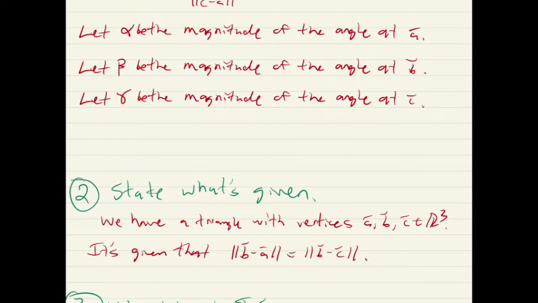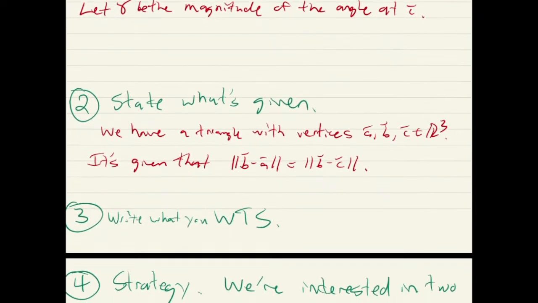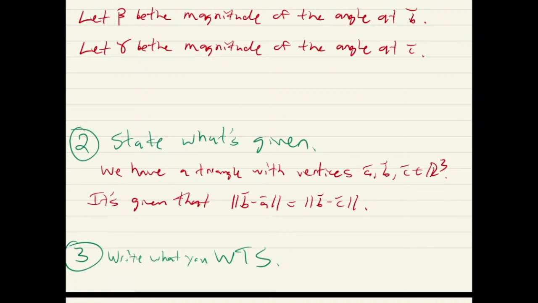Unless, of course, it's a very poorly phrased question. That's not the case here. Okay, if it's not a poorly phrased question, we have to use what's given. Okay, write what you want to show. Well, that's pretty simple now. We want to show that the angle at A, now I can just call it alpha, is equal to the angle at C. Now I can just call it gamma. Much easier now. Cool.